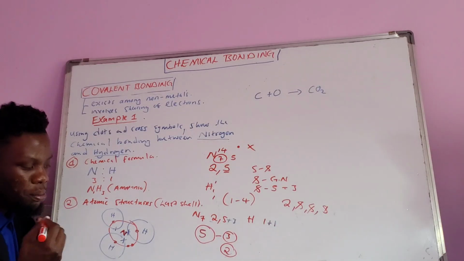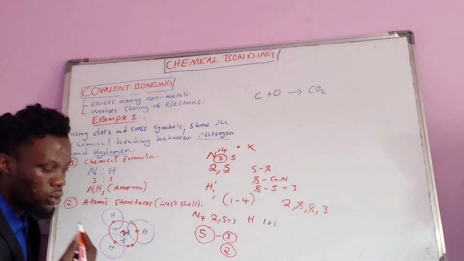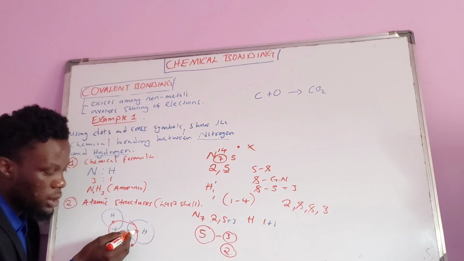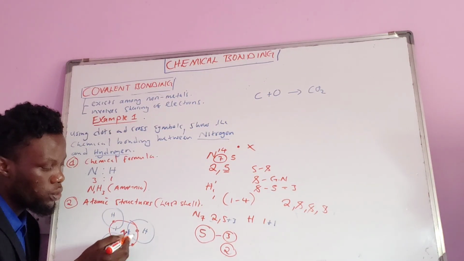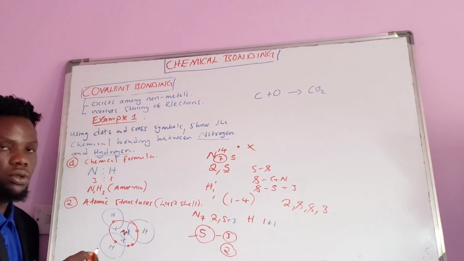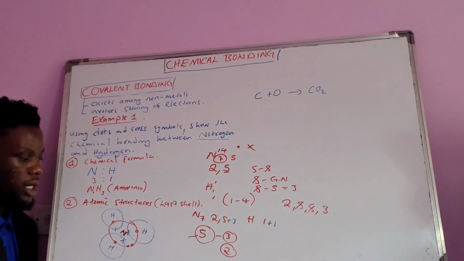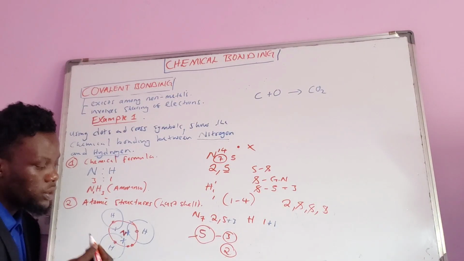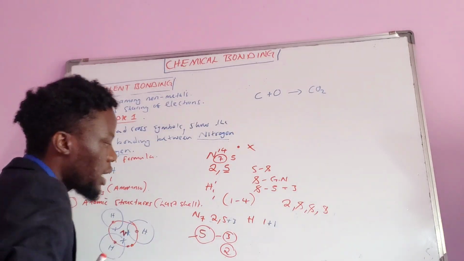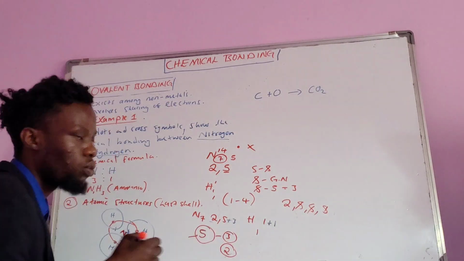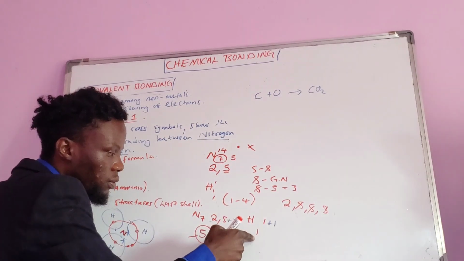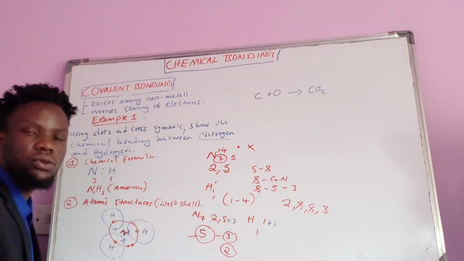So for you to be very sure about what you are doing, you need to count the electrons for nitrogen. 1, 2, 3, 4, 5. This is for nitrogen, and this is the last shell for nitrogen, equating to 5. Then you go to hydrogen. Ask yourself, how many electrons are in hydrogen? We know that in hydrogen there is just 1 electron. Now out of this 1 electron for hydrogen, have I used all the electrons for hydrogen?